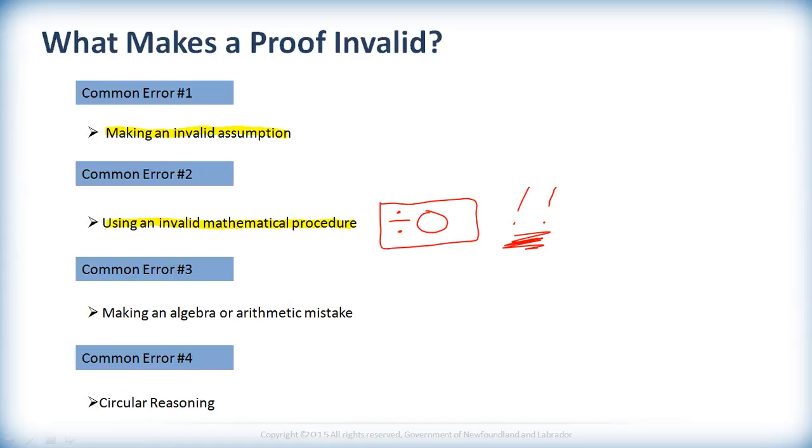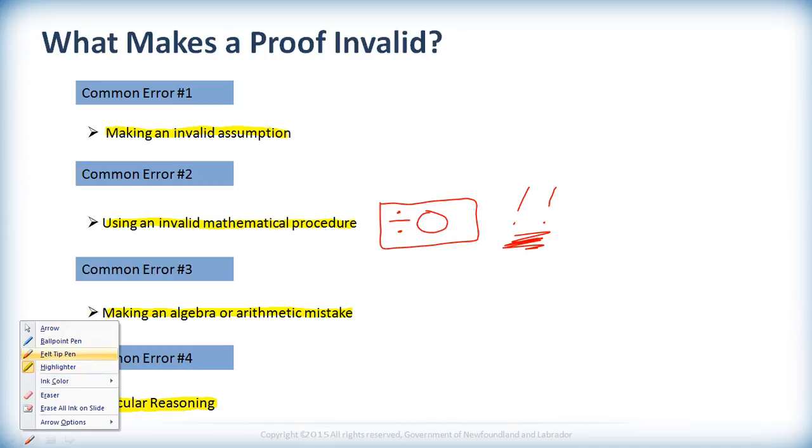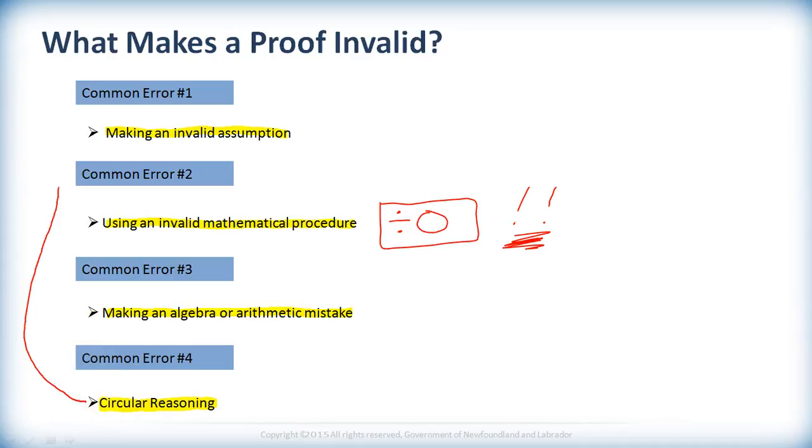Common error number three, sometimes folks will make an algebra or an arithmetic mistake in their process, okay? And that's just a very common thing. People make mistakes once in a while, so you just got to be careful to read through. And the last one is something called circular reasoning. Now, we're not going to go through an example of this when we look at our examples in a minute, but circular reasoning is very similar to making an invalid assumption that we talked about at the beginning. Those two are closely linked.